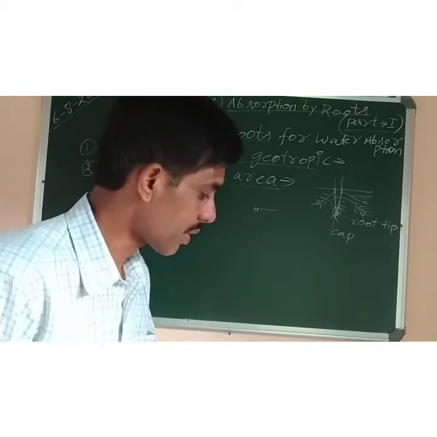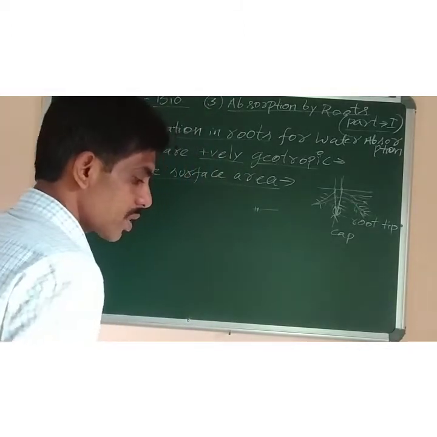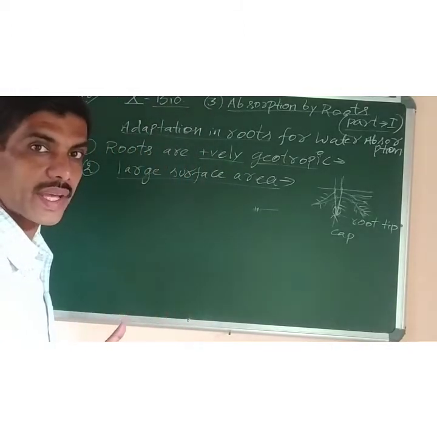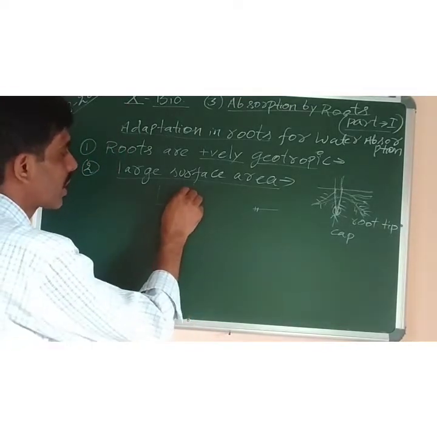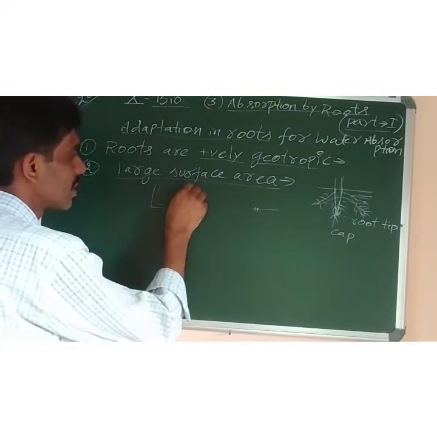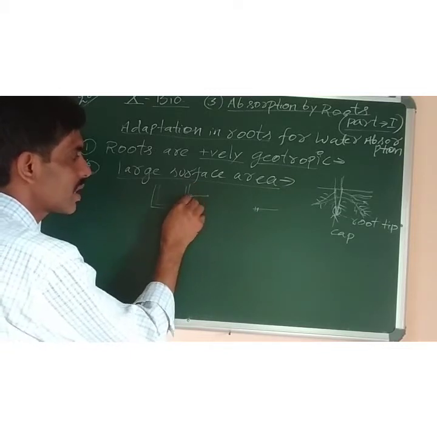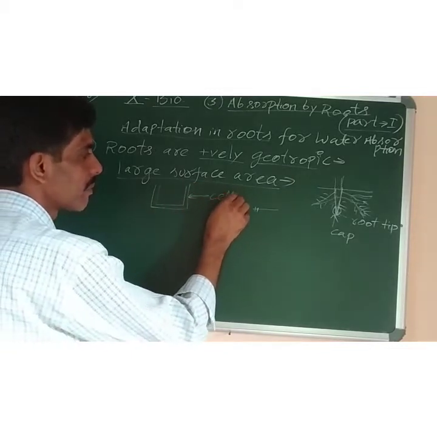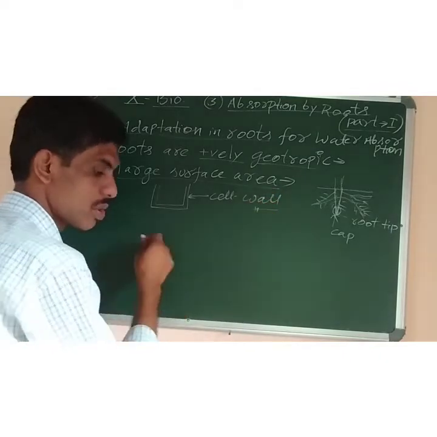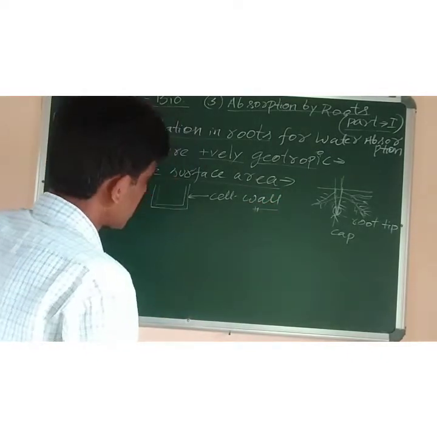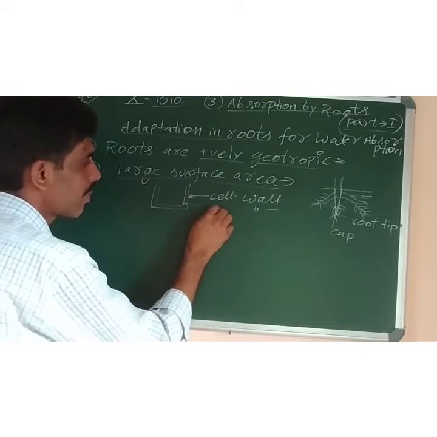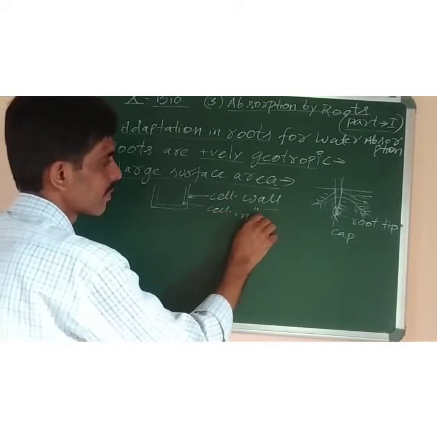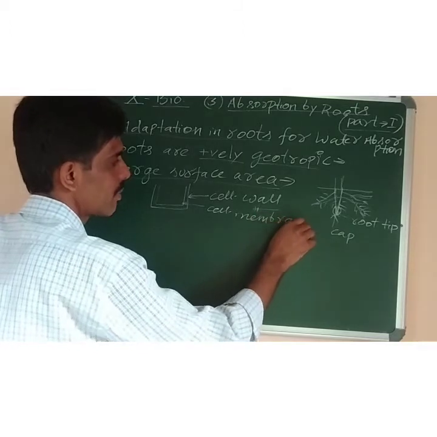Okay. Now next one is, we have to study the diagram of root hair cell. So it's very simple to draw. You can draw the cortical cells like this. Now since this is the outermost layer, it is known as cell wall. I am drawing a root hair cell. Okay. Then second one, that is just inside the cell wall, we have the cell membrane. This one is the cell membrane.